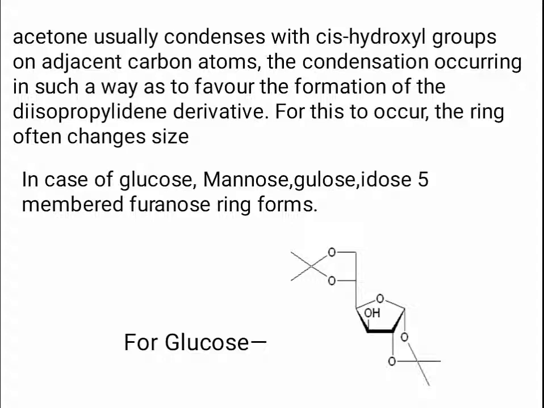In case of glucose, mannose, gulose, idose, a 5-membered furanose ring forms, which I was telling that in case of glucose, you are starting with a 6-member ring, but after adding acetone to form a diisopropyl derivative, the ring size will be changed and you will get a 5-member ring. In case of glucose, you will get this kind of structure.